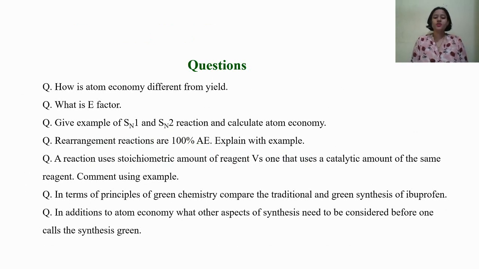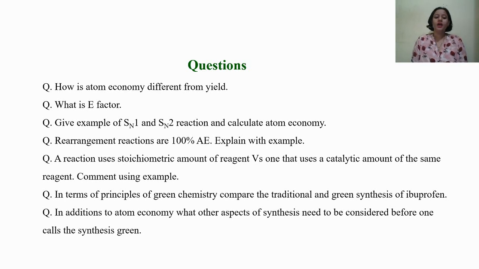Some questions based on the first and second principle of green chemistry are, how is atom economy different from yield? Another question on this topic is, what is E factor? Next question is, give examples of substitution nucleophilic unimolecular and substitution nucleophilic bimolecular reactions and calculate their atom economy. Another question from this topic is, rearrangement reactions are 100% atom economic, explain with example.